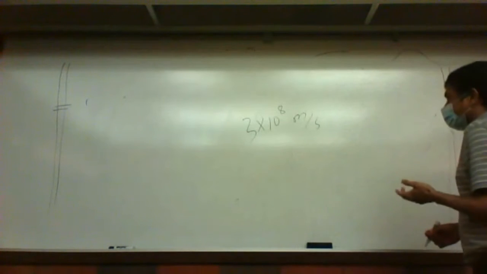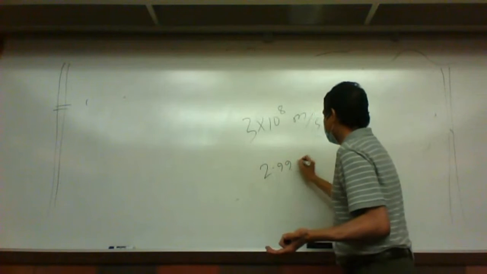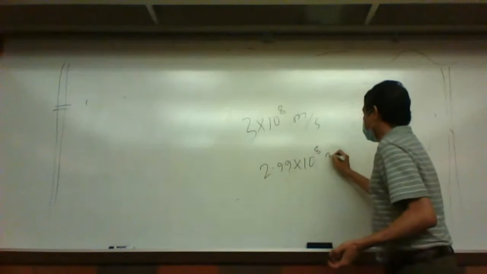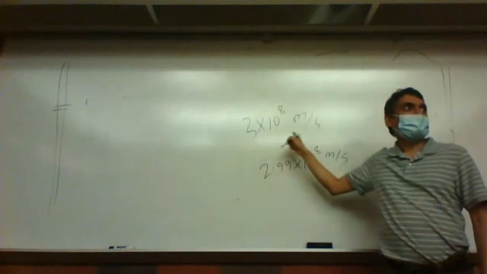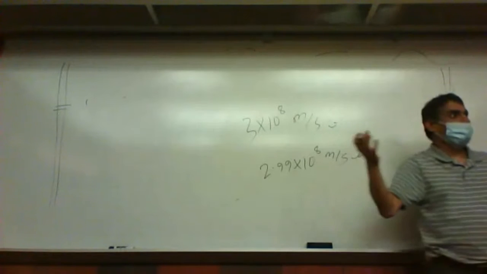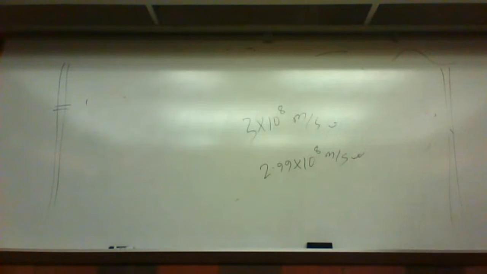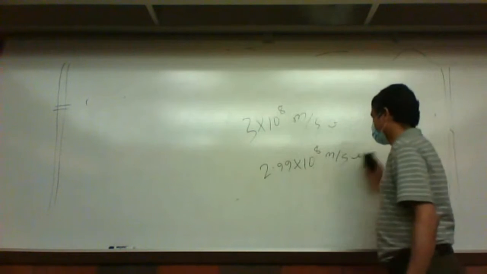Sometimes they write it like 2.99 times 10 to the power 8 meter per second. It's the same thing. 2.99 is approximately 3, right? So either you write this number or this number in an exam or calculation, it is the same thing, because 2.99 and 3 are almost the same, right? Good.